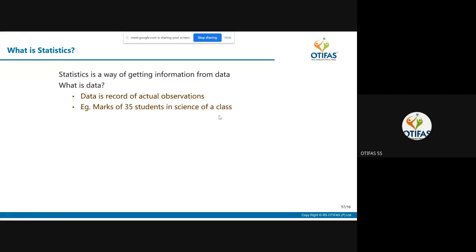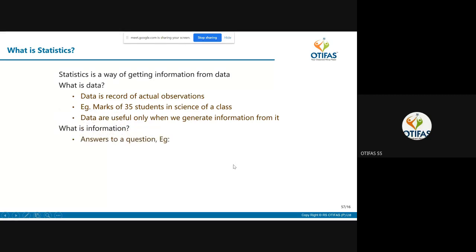Now, that is data. Data are useful only when we generate information from it. Now, what is information? Information is the answer to questions. Now, what questions can I ask of this?